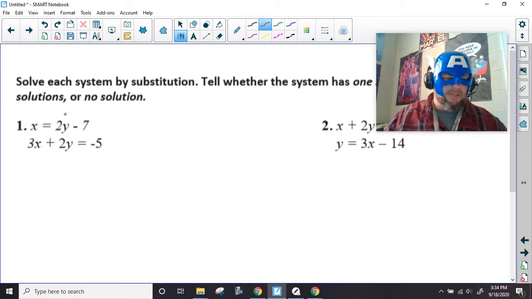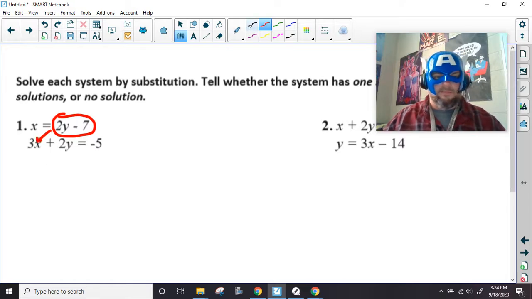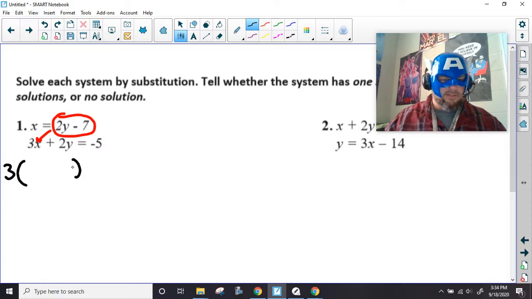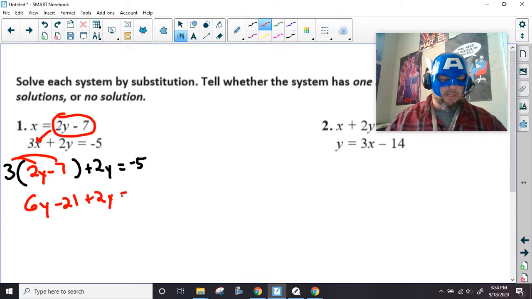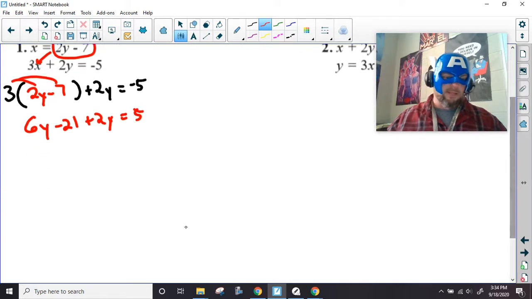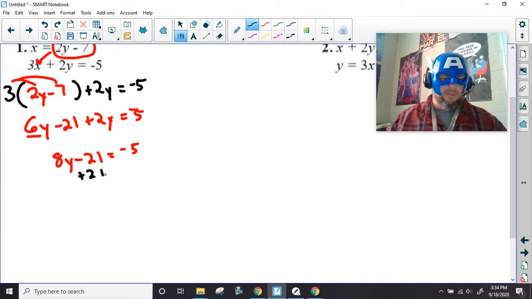This already has x to one side by itself, so all I need to do is take all that and plug it in right there. So I'm going to have 3 times, do your parentheses, they will help, plus 2y is -5. I'm going to take everything this is and plug it in because we know that's what x equals. Okay, 2y minus 7. So now we do the distributive property. So 6y minus 21 plus 2y equals -5. Okay, so I have to combine like terms. So 6 plus 2, we get 8y minus 21. That's -5. Okay, so I want to add 21, add 21.